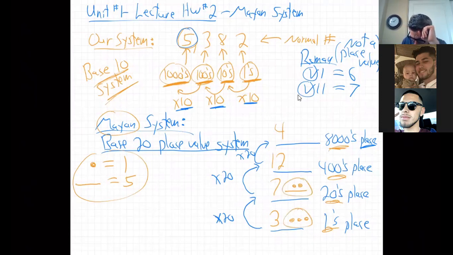12, they're going to have to use 2 of the bars, right? 5 and 5 is 10. 11, 12. So there's a 12 in the 400s place. And then here's 4 in the 8,000s place. So there would be a Mayan number. I just want to give you one example. I'm going to get to the homework. But there, for example, would be a Mayan number, what it would look like. They stack up, they go up as the place values go higher. So they're tall. Their numbers are tall.